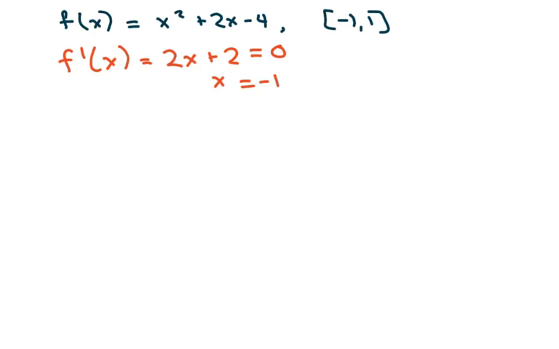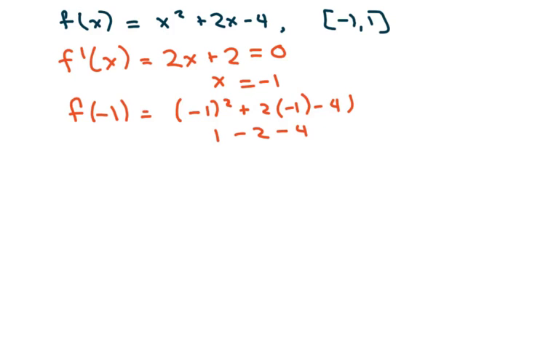So you're going to plug in negative 1 into your original equation, and when you plug that in, we get negative 1 squared plus 2 times negative 1 minus 4. So that's going to be 1 minus 2 minus 4, which equals negative 5. So we have (0, negative 5).